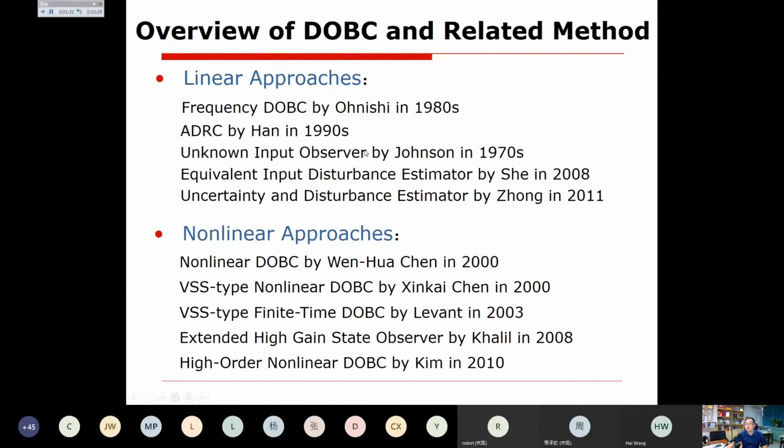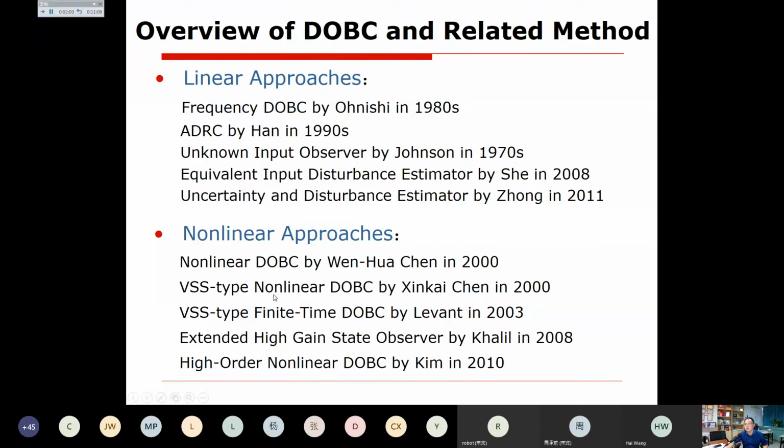But later we found that we need to handle nonlinear models and nonlinear control systems. In this case, you need a nonlinear observer. So Professor Wenhua Chen, in 2000, proposed a very famous nonlinear disturbance observer. That's the DOBC-based control method.